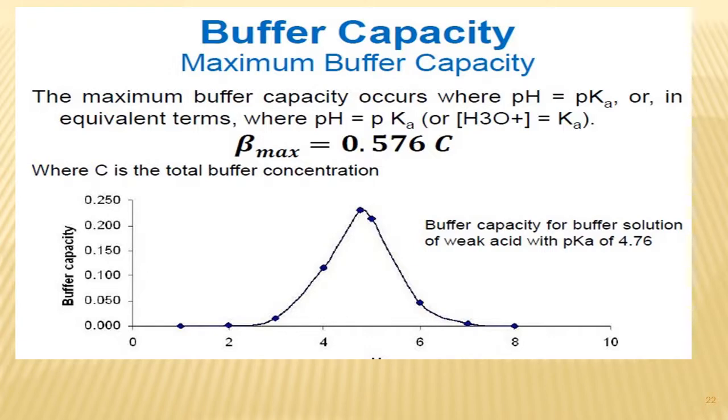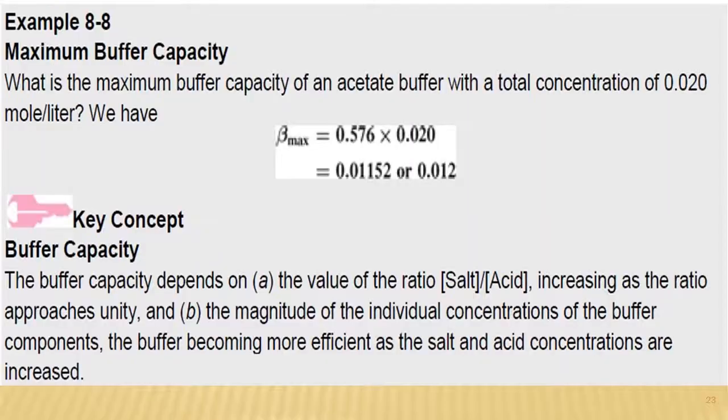You can see here on this graph, buffer capacity increases to around 4.9 or 5. It represents the maximum buffer capacity for a buffer solution of a weak acid with pKa 4.76. Here's an example regarding this topic, maximum buffer capacity. What's the maximum buffer capacity of an acetate buffer with a total concentration of 0.02 mole per liter?